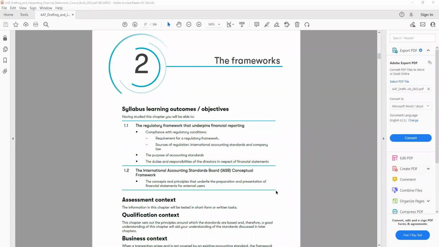Welcome, everyone. In this session, we're going to talk about our chapter number 2, that is the framework. We don't have much in the chapter, and it is not a very important chapter for this course. We can expect maybe only a maximum of 5 marks from this chapter. So let's have a look at what we have in this chapter.